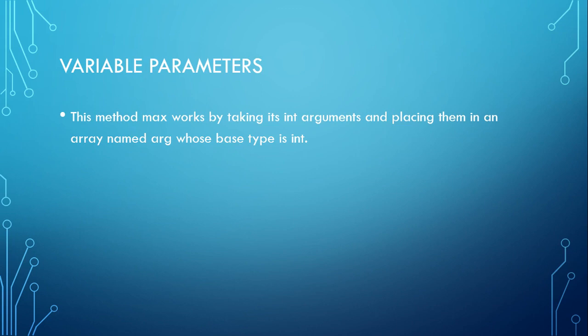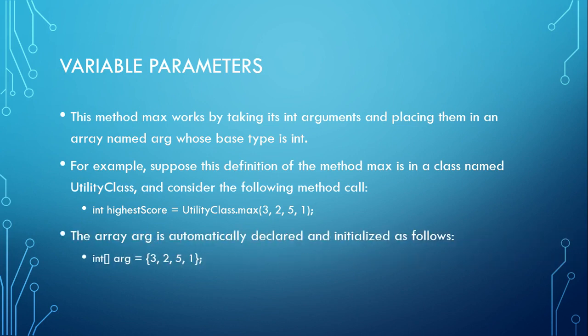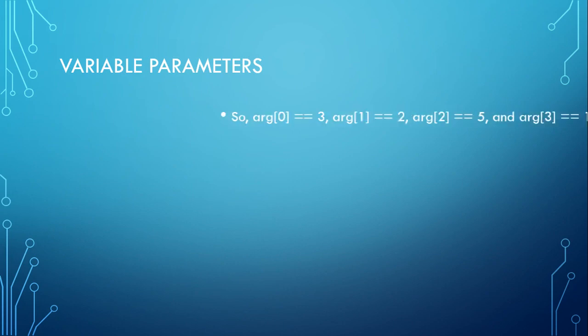This method max works by taking its int arguments and placing them in an array named arg, whose base type is int. For example, suppose this definition of the method max is in a class named UtilityClass, and consider the following method call: int highestScore = UtilityClass.max(3, 2, 5, 1). The array arg is automatically declared and initialized as follows: int[] arg = {3, 2, 5, 1}.